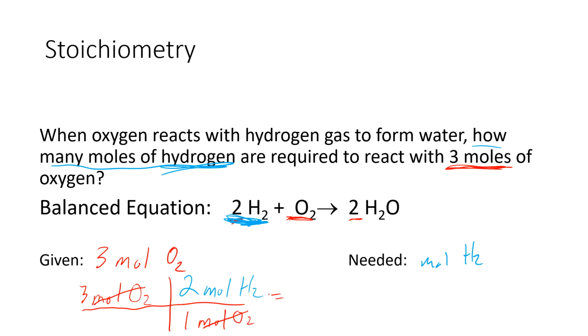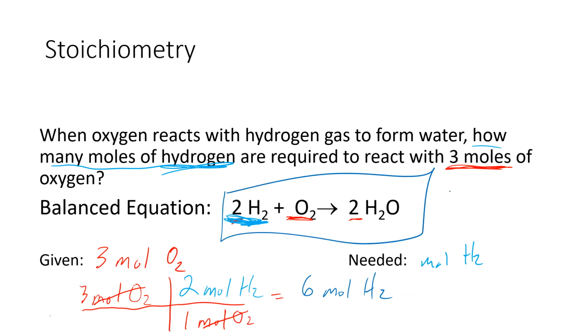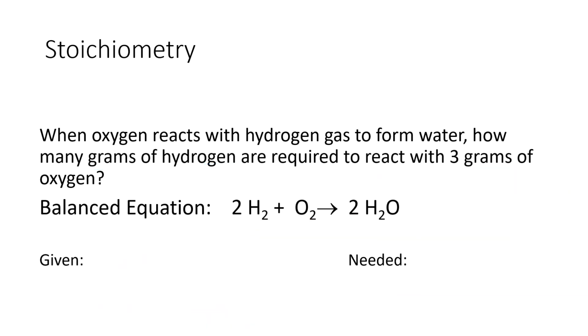And now all you're going to do is multiply the tops and divide by the bottoms. So 3 times 2 is 6, and that's moles of hydrogen, and it's going to be divided by 1. So it's moles of hydrogen. So that's how you do that. So this balanced equation gives you a mole-to-mole relationship, and it allows you to change from one substance to another. Here we change from oxygen to hydrogen. And you're going to need that for everything we do in this unit.